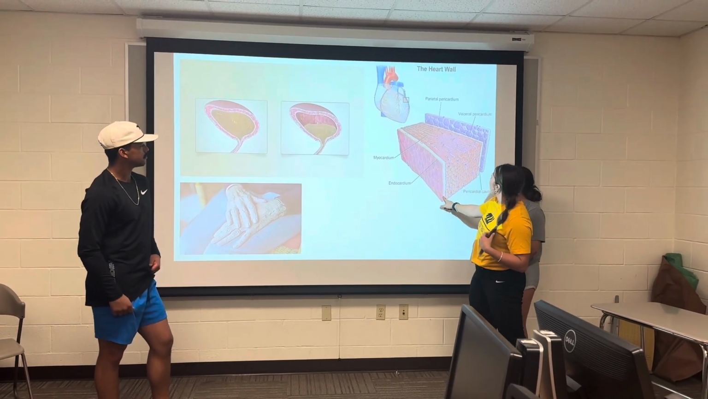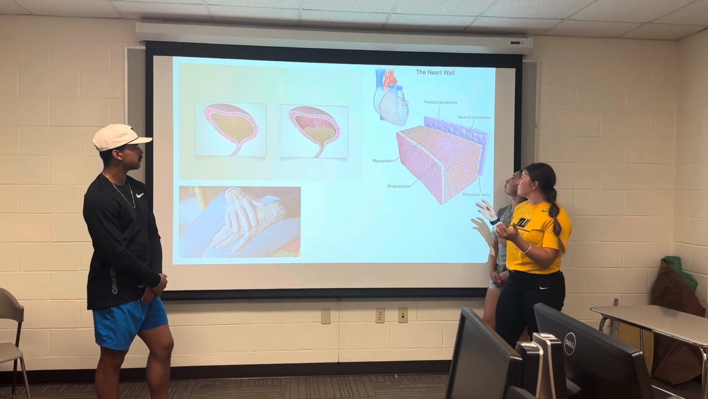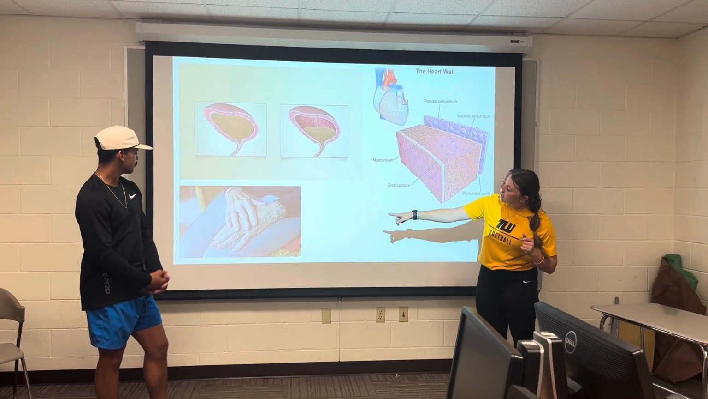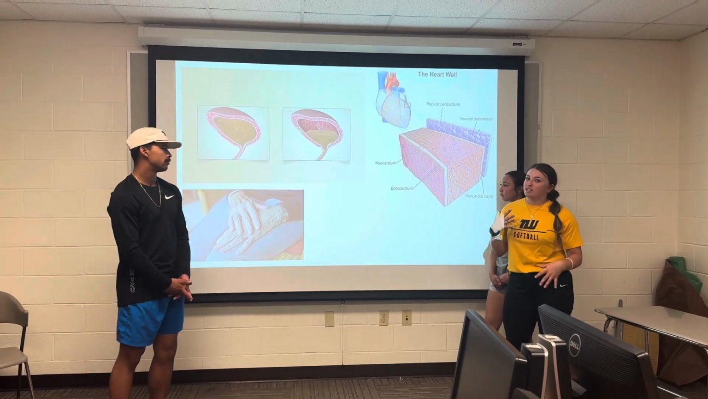Here, this is a picture of the heart wall. This is what a normal heart wall looks like, but your cardiovascular system begins to decline, so your heart wall will get thinner. And then here you can see this person's skin is really wrinkly and it looks thin. That is part of your integumentary system.